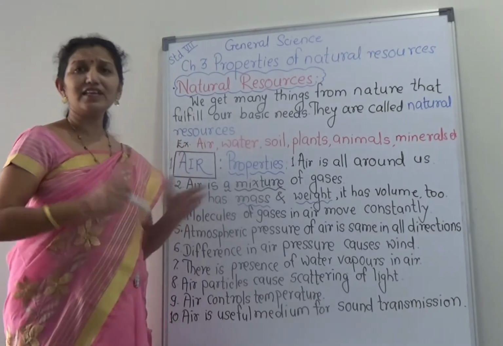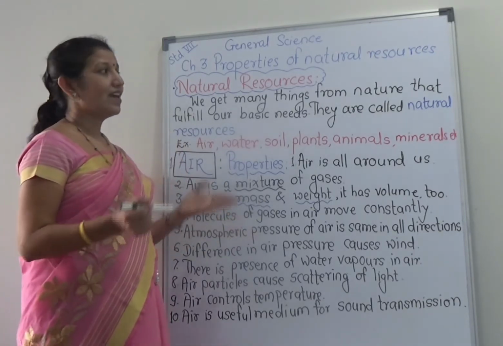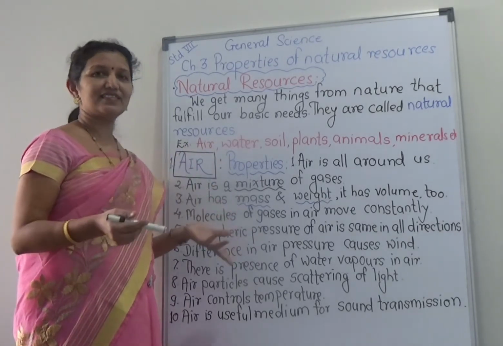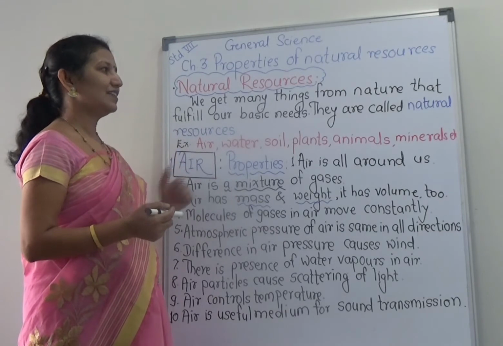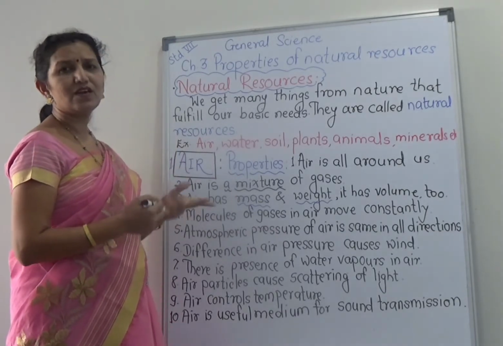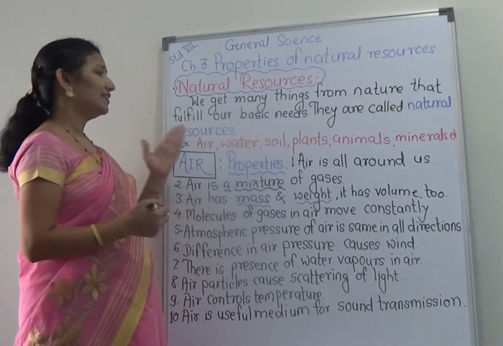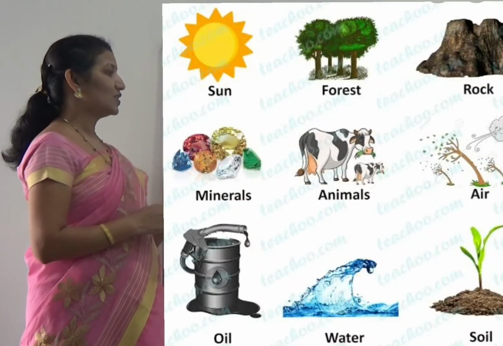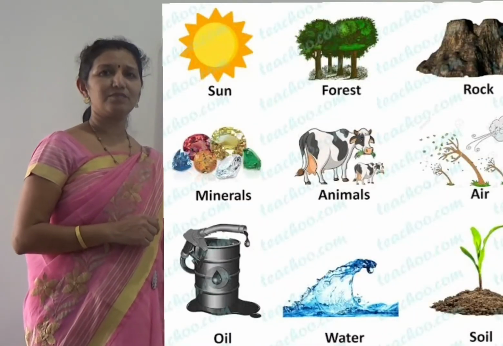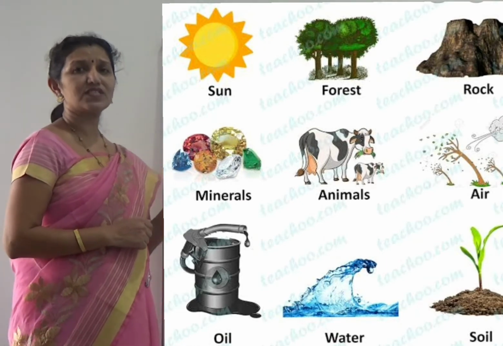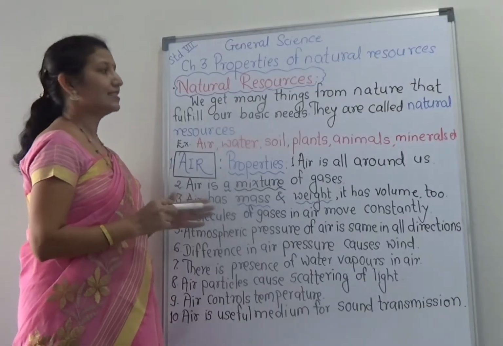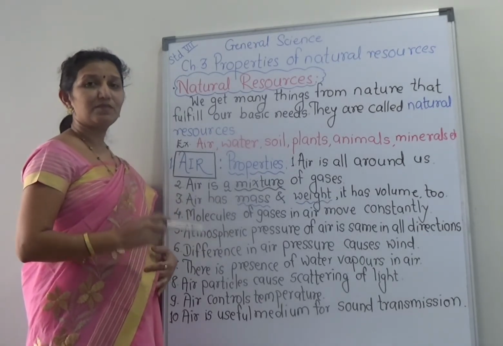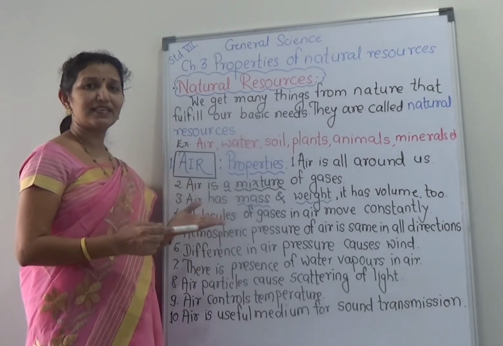We get many things from nature that fulfill our basic needs, and these things are called natural resources. We have studied the examples also: air, water, soil, plants, animals, minerals, rocks, stones. All these are examples of natural resources, and they fulfill so many of our basic needs.